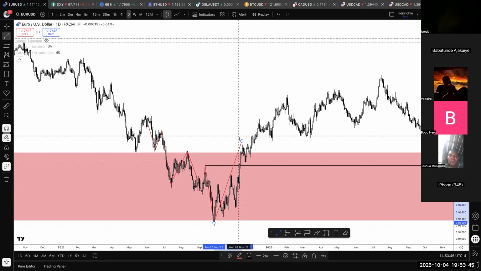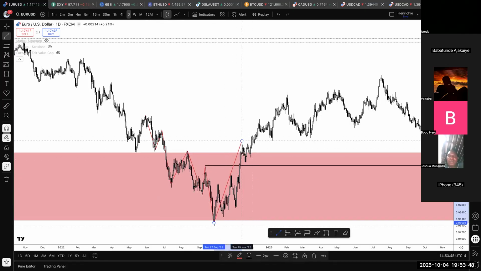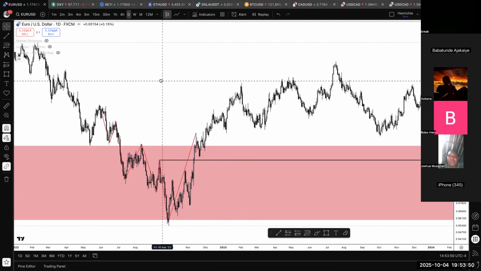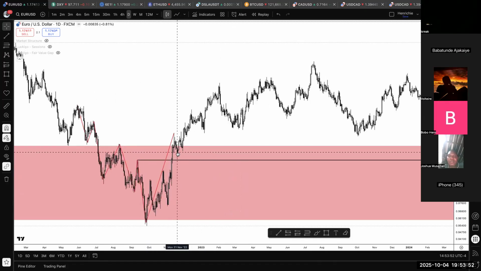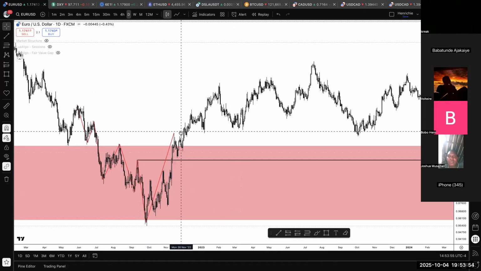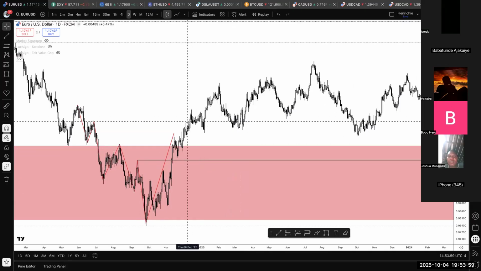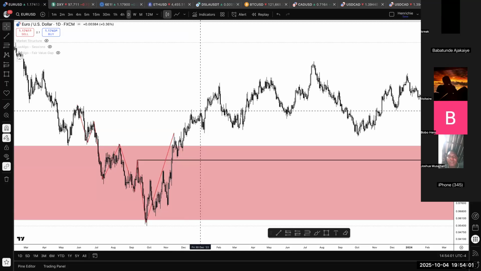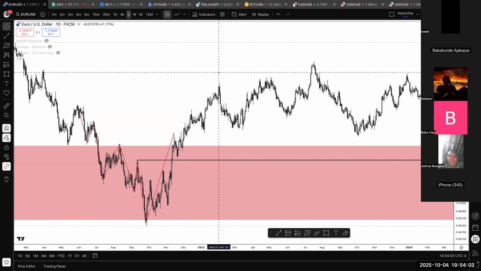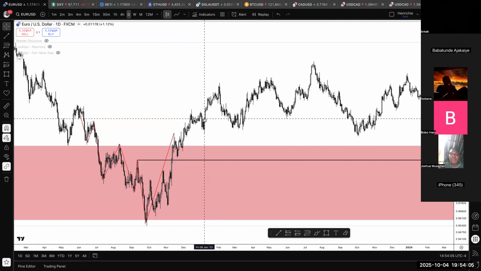The moment you see this trend shift, your focus should now be on buys. Which area will I buy? Look for an inefficiency here. Boom, buy. Which area will I buy? Look for an inefficiency here. Boom, buy. Which area will I buy? Look for an inefficiency here. Boom, went up, dropped, took liquidity, rallied. Which area would I buy? Fair value gap. Look at this.